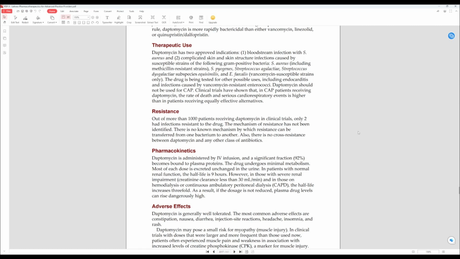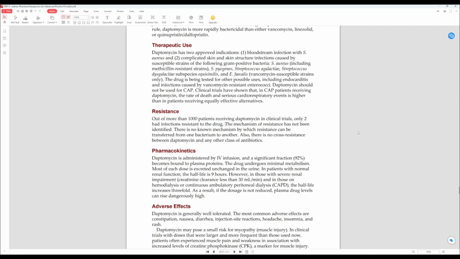already, but they should include endocarditis and infections caused by VRE, or vancomycin-resistant enterococci. Daptomycin should not be used for CAP. Clinical trials have shown that in CAP patients receiving daptomycin, the rate of death and serious cardiorespiratory events was actually higher than in patients receiving equally effective alternatives.